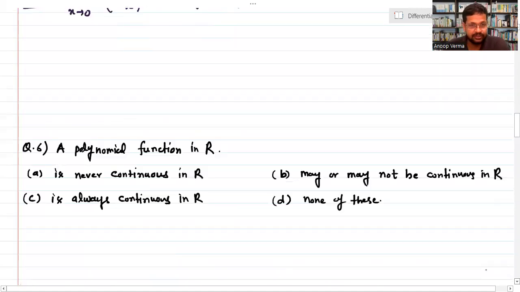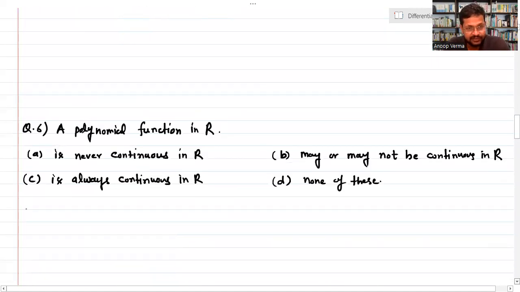This is on a polynomial function. तो ये तो बहुत सिंपल है, इसको डायरेक्ट आप आंसर कर सकते हैं. A polynomial function in R is never continuous in R, it may or may not be continuous in R, it is always continuous in R, none of these. तो it is always continuous in this R. इसको आप रिजल्ट याद कर लेते हैं.